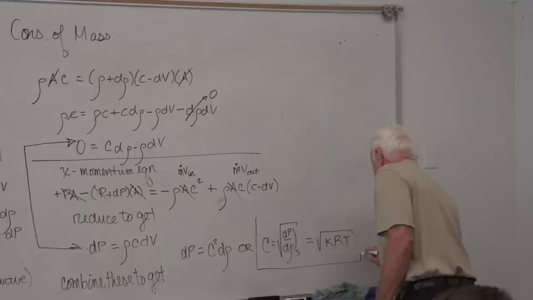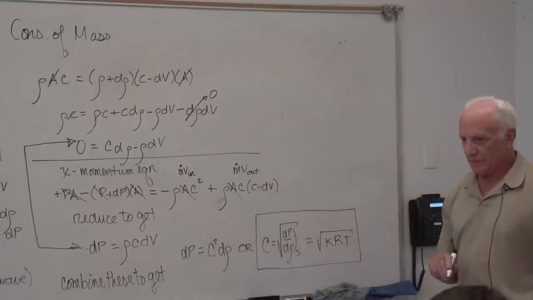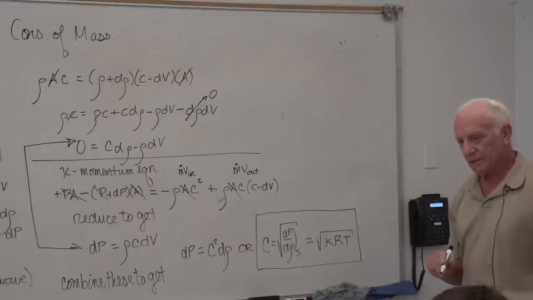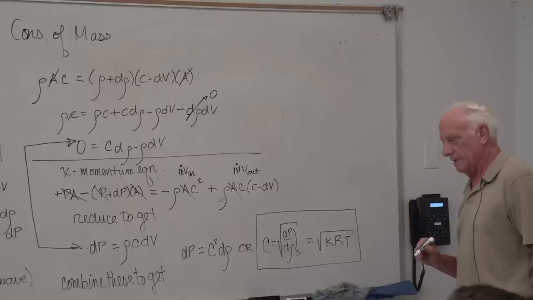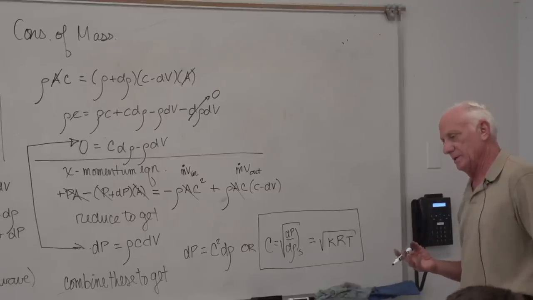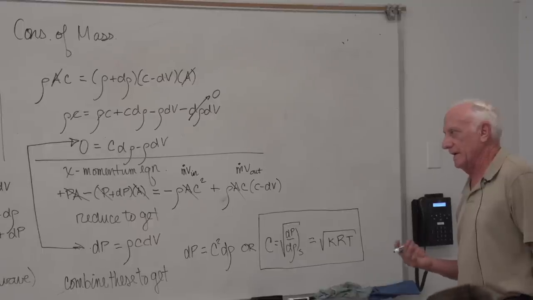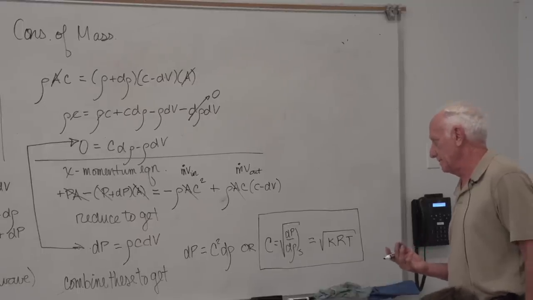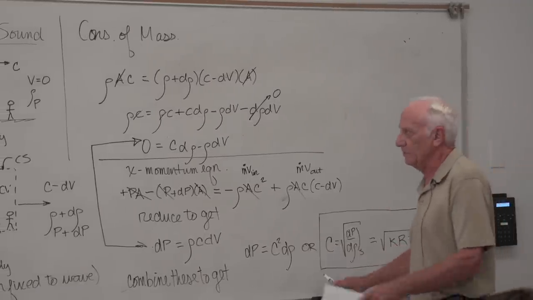Okay, that's the speed of sound we're going to use. The speed of sound can be calculated as the square root of k times R, and those depend on the gas. Is it air? Is it nitrogen? Carbon dioxide? Times the absolute temperature of the gas. It's a perfect gas, okay? The process is assumed to be isentropic because it's a very weak pressure wave.